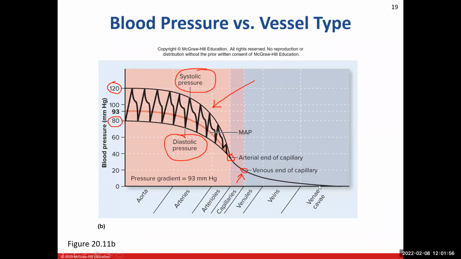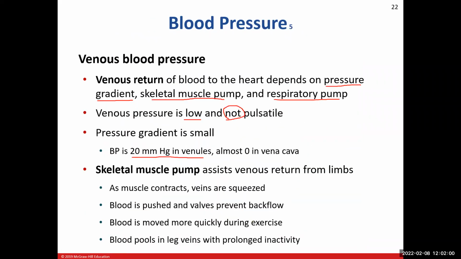It's virtually 0. So again, blood is going to flow from an area of high pressure to low pressure. So from the venules, it's going to travel to the vena cava because that pressure gradient keeps dropping. It's always going to want to move towards an area of lower pressure, and our pressure in the vena cava is 0. All right, so that's one way that we get blood to the heart: the pressure gradient. As we go from the capillaries towards the vena cava, that pressure gradient gets smaller and smaller and smaller. Our skeletal muscles also help to pump blood from our limbs to the heart.